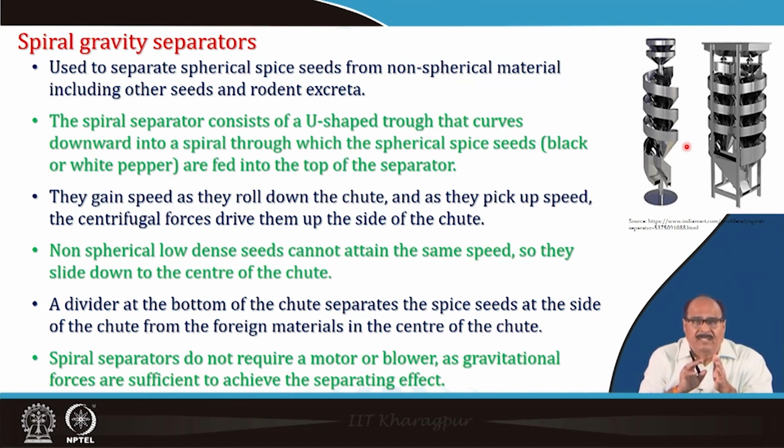Non-spherical low dense seeds cannot attain the same speed, so they slide down to the center of the chute. So, a divider at the bottom of the chute separates the spice seeds at the side of the chute from the foreign materials in the center of the chute. Spiral separators do not require a motor or blower, as gravitational forces are sufficient to achieve the separating effect.